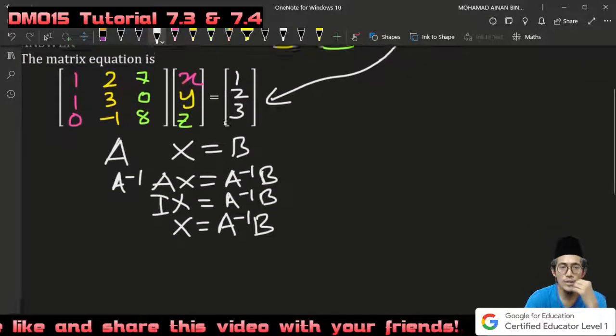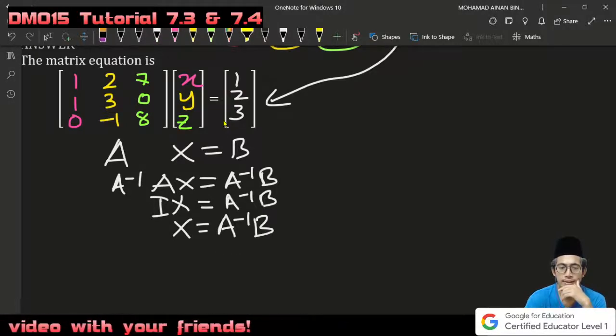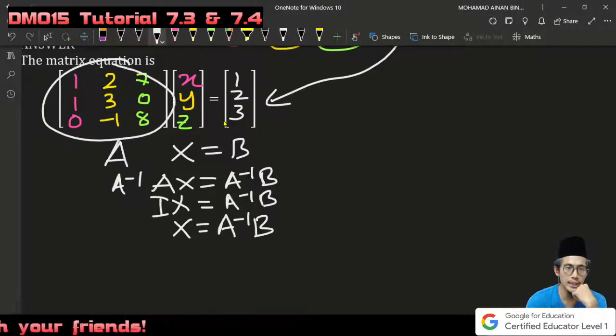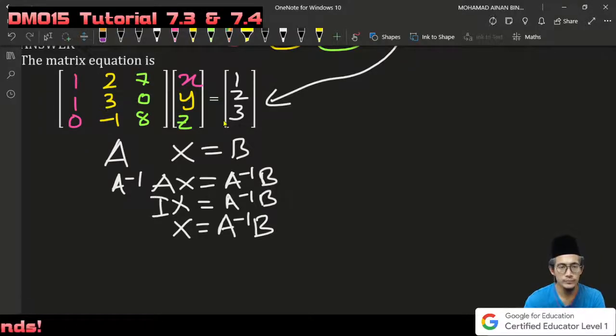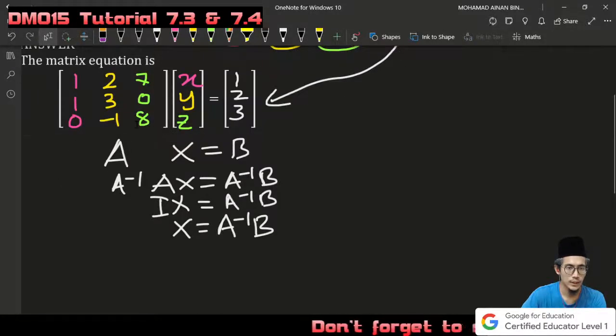Okay, so apa yang kita kena buat kat sini? We have to find A inverse. Cara apa nak pakai A inverse? Kita dah tahu A kita kat sini. Nak pakai cara apa? Nak dapatkan inverse ada berapa cara? How many ways to get?